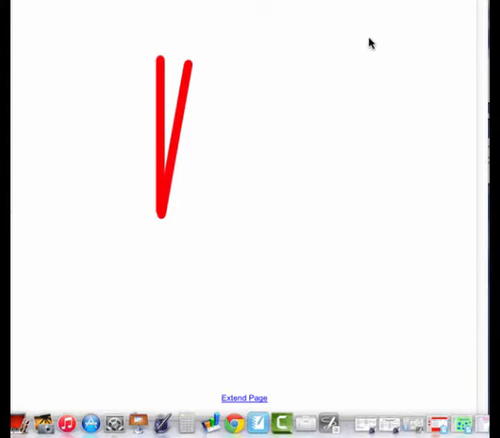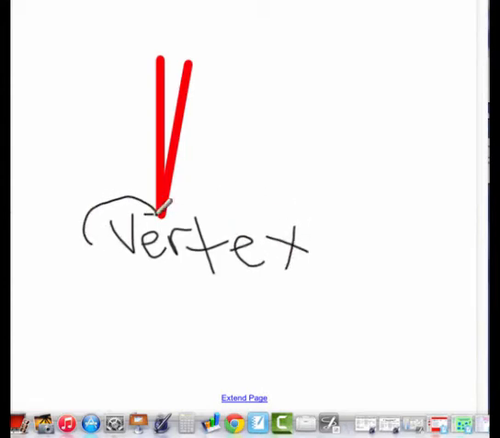Now I'm going to show you some different kinds of angles. Imagine these two red lines are two straws, and they are the edges of our angle. Where they come together down here, do you remember what that's called? That was called the vertex. V-E-R-T-E-X, vertex. That's the spot right there.